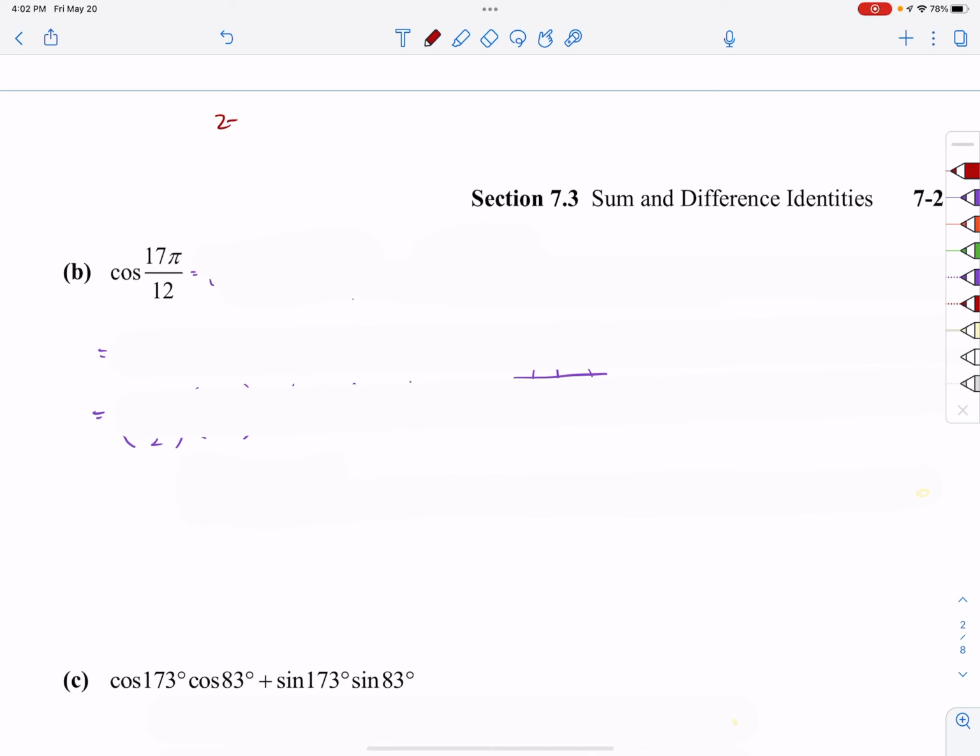If I used 2 pi over 12 plus 15 pi over 12, we know that both of those would reduce to pi over 6 plus, if you divide 15 and 12 both by 3, 5 pi over 4. Both of those are values on our unit circle that we can use. So that's not what I ended up using here.